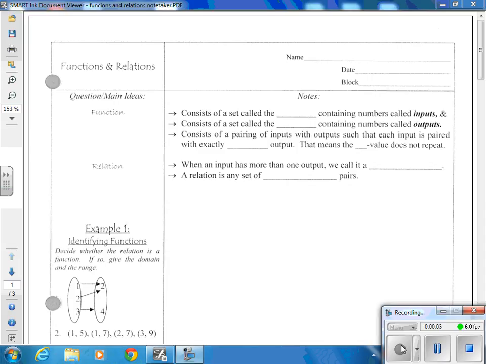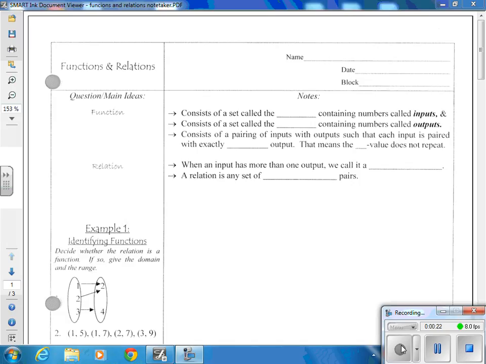In these notes, we are going to discuss and take a look at all the different things that you're going to have to do regarding functions and relations. There are several different examples. I will do some of the examples with you, and the ones that I do not do with you through this video, you will be responsible for completing on your own using the examples that I have provided.